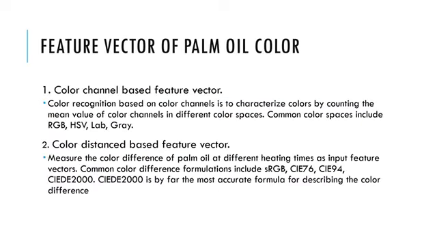We choose two methods as the feature vector of palm oil color. One is based on color channel, the other is based on color distance. Color channel-based feature vector is to count the mean value of color channels in different color spaces. Common color spaces include RGB, HSV, LAB, and gray. Color distance-based feature vector is to measure the color difference of palm oil at different heating times as input feature vectors. Common color difference formulas include sRGB, CIE76, CIE94, and CIE2000. CIE2000 is by far the most accurate formula for describing the color difference.